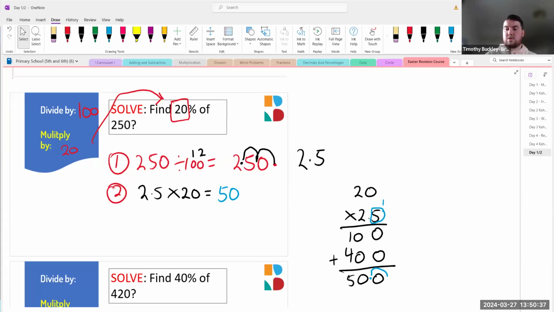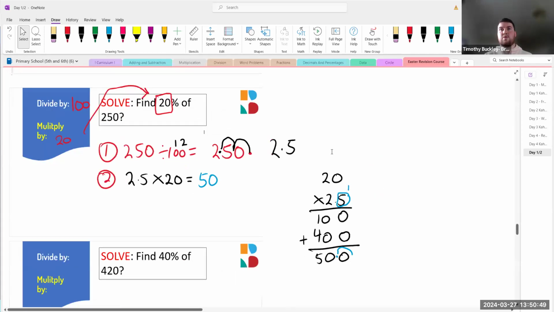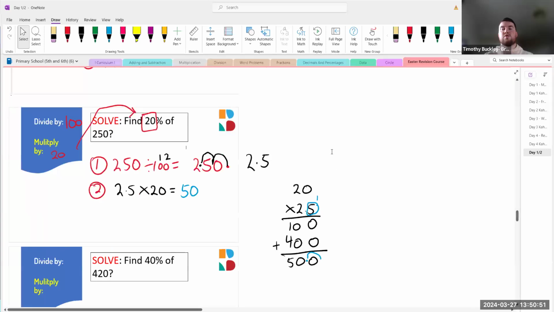Okay, so the test will be just in a couple of minutes. I'll give another 30 seconds if anybody needs to take this down. And actually, while you're waiting, guys, if you're finished taking it down, you can see the next question is down here as well. So find 40% of 420.